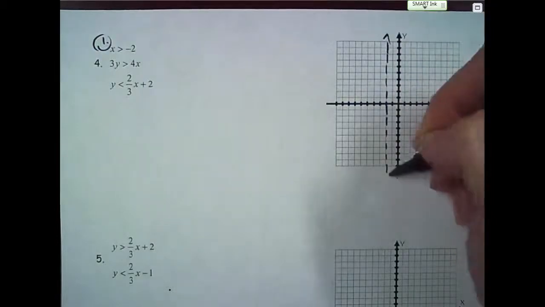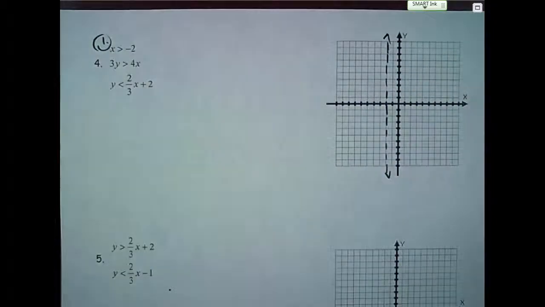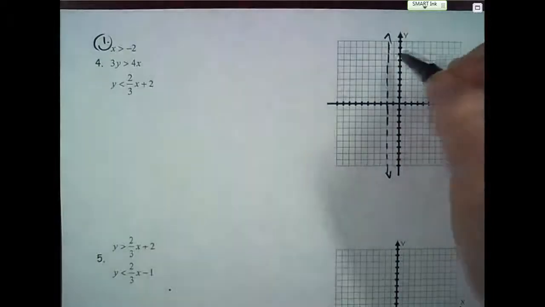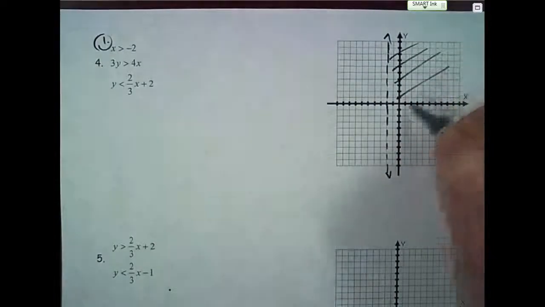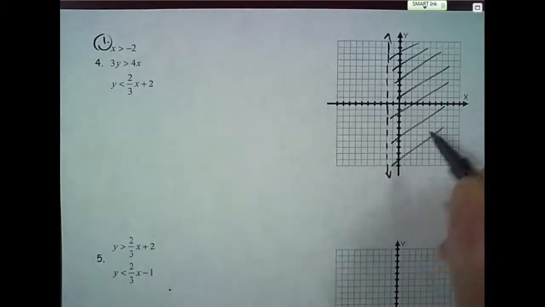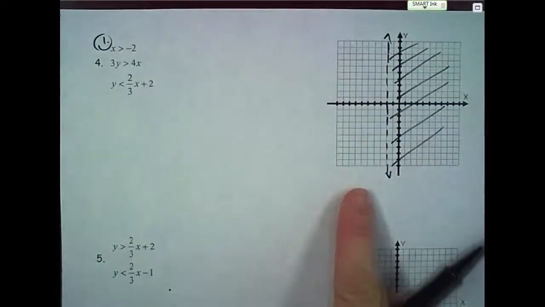It means you want the region that makes all 3 true, instead of just 2. Greater than would be here, very lightly, because now we have all 3. Some kids don't go all the way to the dashed line, go all the way.